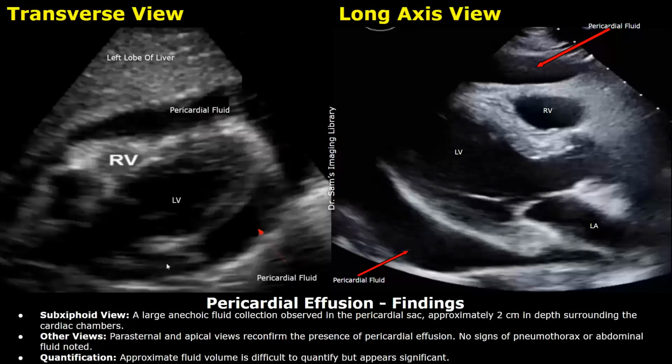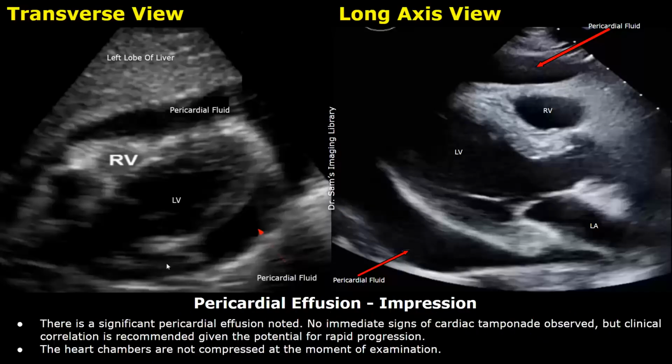After that, you can write the findings. Subxiphoid view: a large anechoic fluid collection observed in the pericardial sac, approximately 2 centimeters in depth surrounding the cardiac chambers. Other views: parasternal and apical views reconfirm the presence of pericardial effusion. No signs of pneumothorax or abdominal fluid noted. Quantification: approximate fluid volume is difficult to quantify but appears significant.